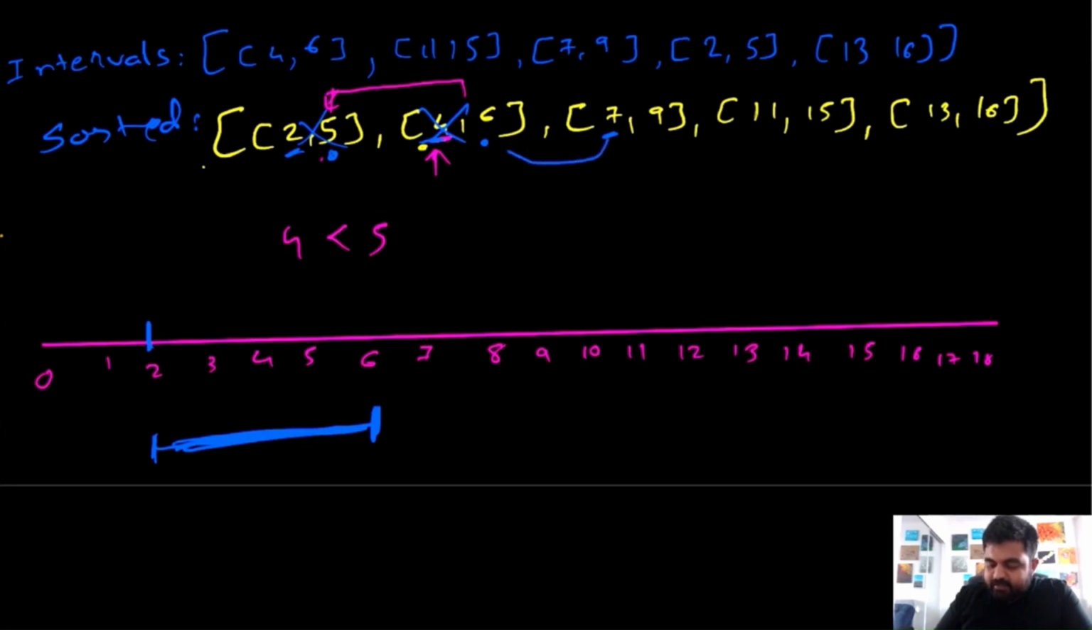So again, for the 7 we compare with the last element in this case. So 7 is actually greater than 6, which means there does not exist a conflict between these two values. So we can start creating a new interval from 7.